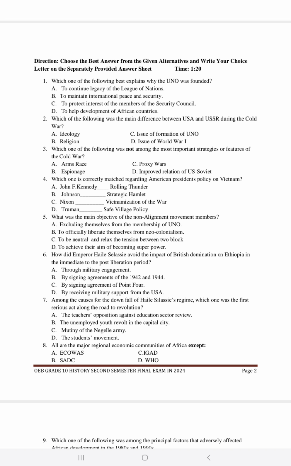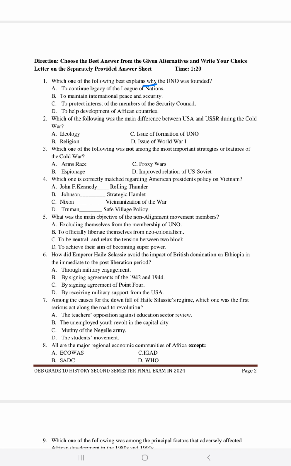Let us start. Choose the best answer from the given alternatives and write your choice of letter on the separate provided answer sheet. Question number 1. Which one of the following best explains why the United Nations organization was founded? Why? The reason. So it is the objective.